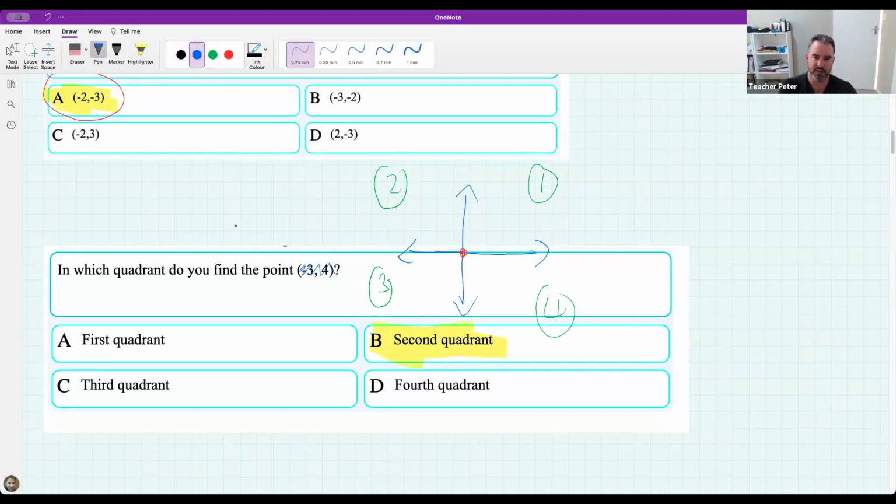Instead of it being -3, 4, you need to tell me what quadrant the point 4, -3 is in. So what quadrant is the point 4, -3 going to be in? It would be 1, 2, 3, 4 across, but then 3 down. And so it must be quadrant 4, or in this case, it's D.